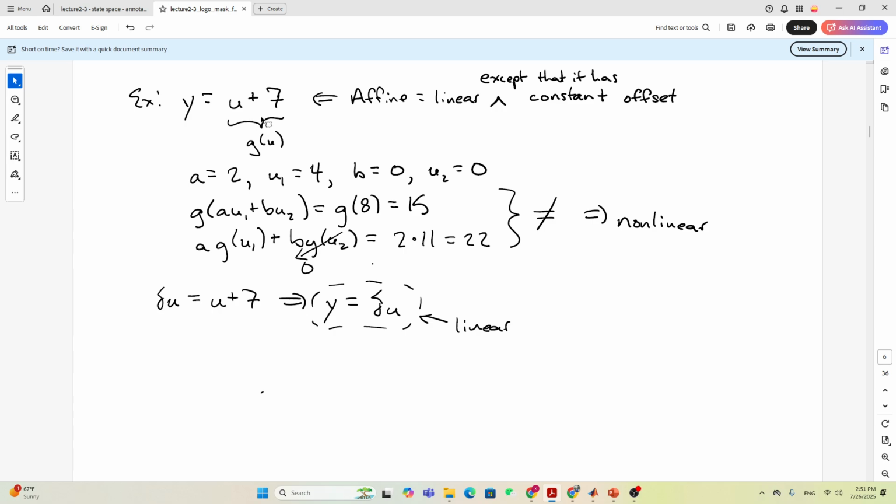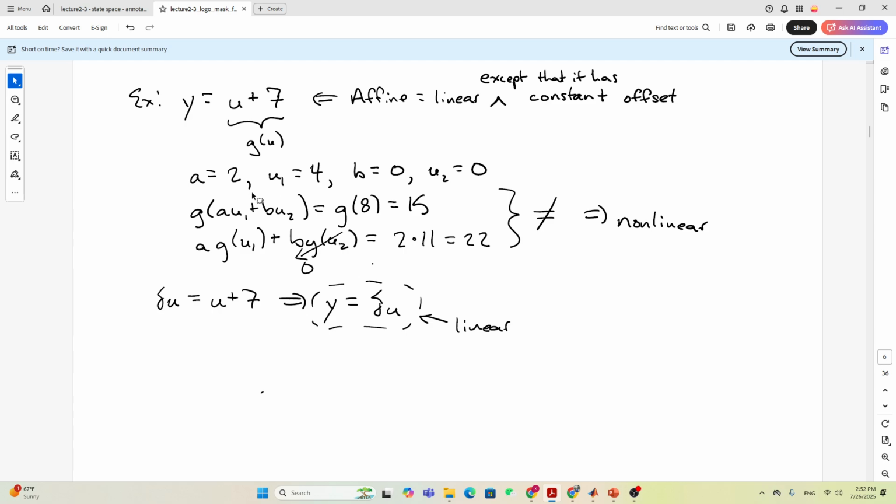And the last one is, okay, as you can see, this function g of u consists of a standalone constant, right? Which means this is not linear. But we still use an example to prove. Let's assume a equals 2, u1 equals 4, b equals 0, u2 equals 0. The reason why we would like to use 0 here is that it's easy for us to quickly prove this example.